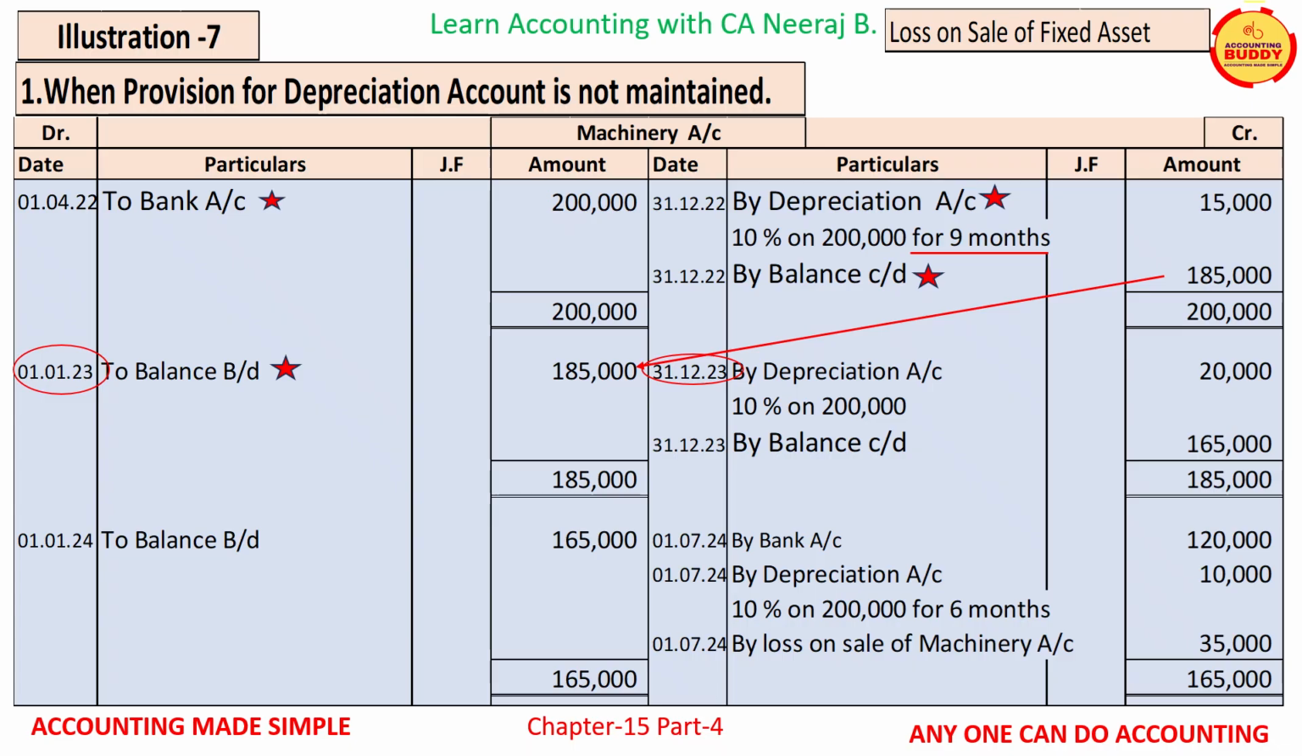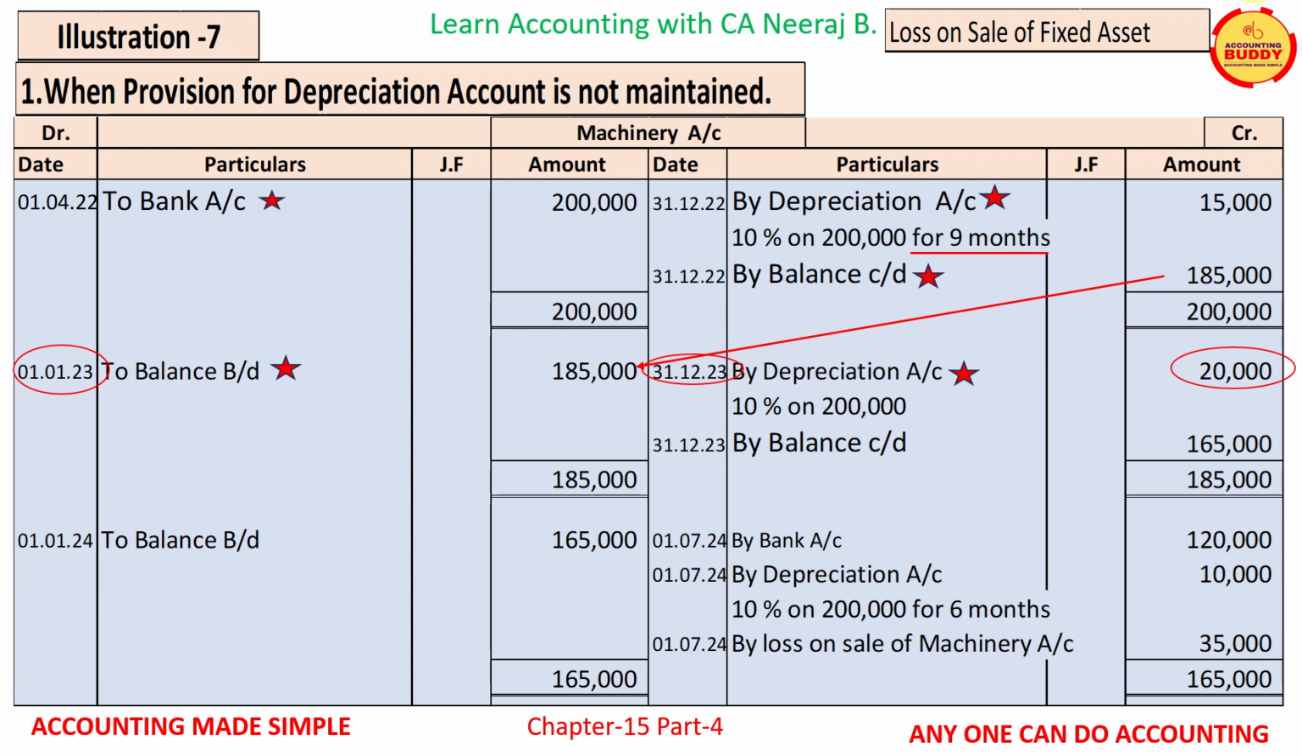On 31st December 2023, by writing the words by depreciation account under the particulars column on the credit side of the machinery account, $20,000 will be posted being the amount of depreciation charged at the rate of 10% per annum for the financial year 2023.